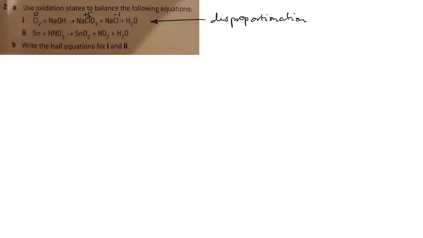So you can see the one reactant has both been oxidized and reduced. Reduced to chloride, and oxidized to the chlorine in chlorate. Okay, so that disproportionation makes it a little bit tricky.